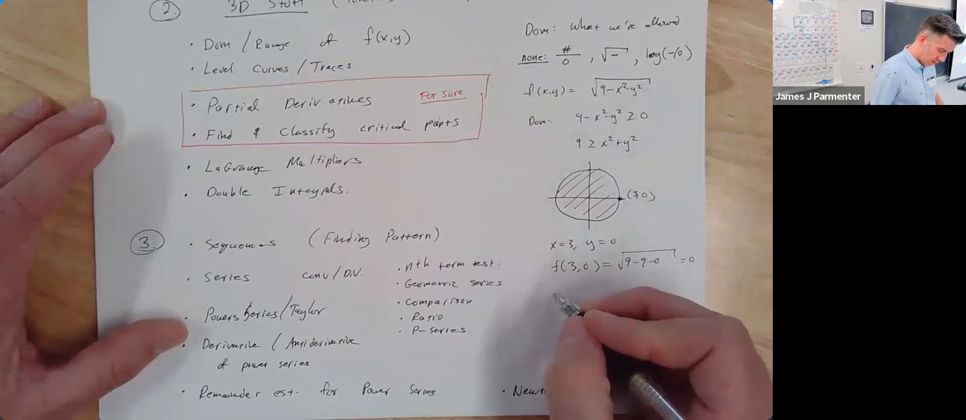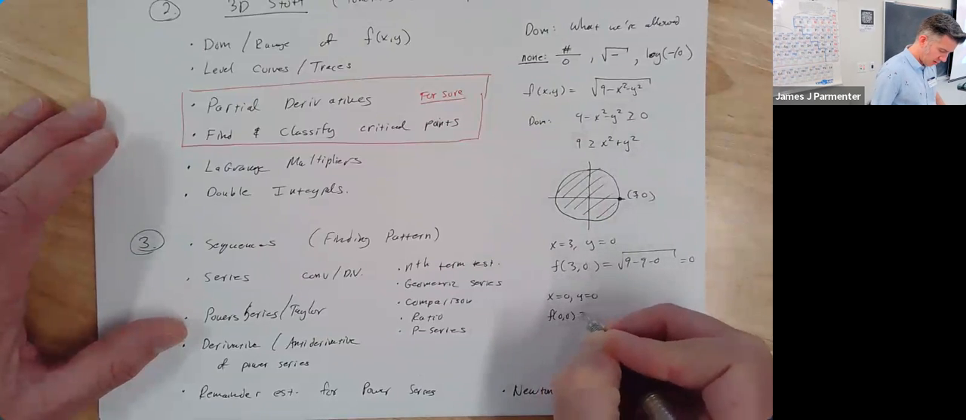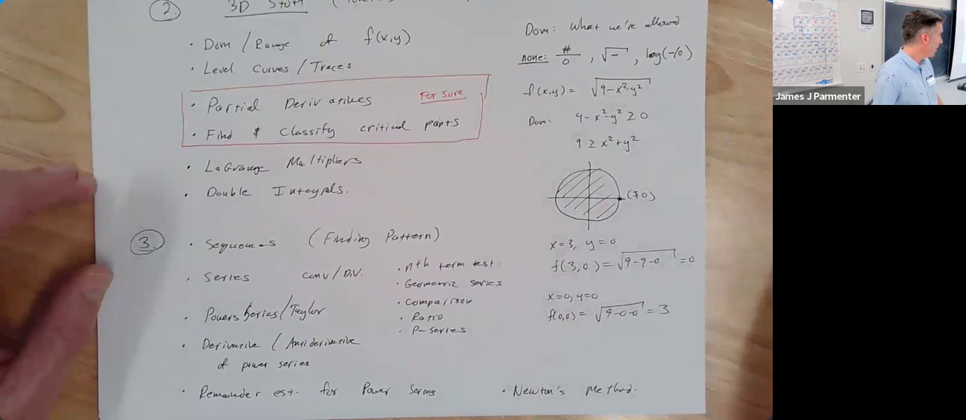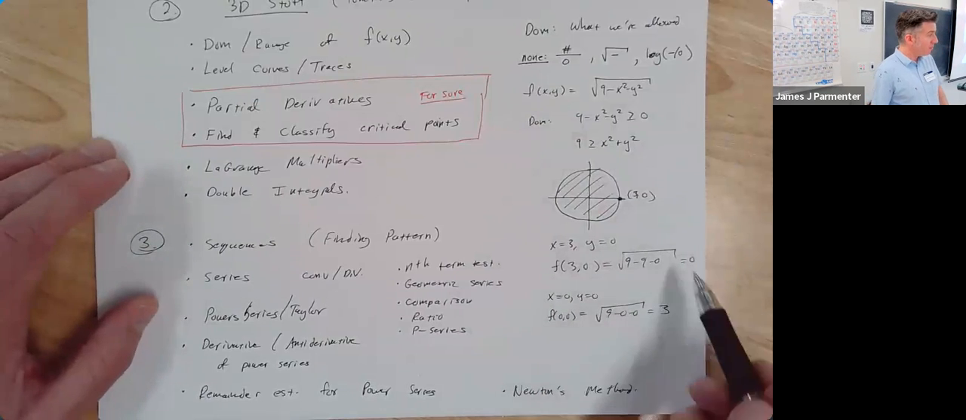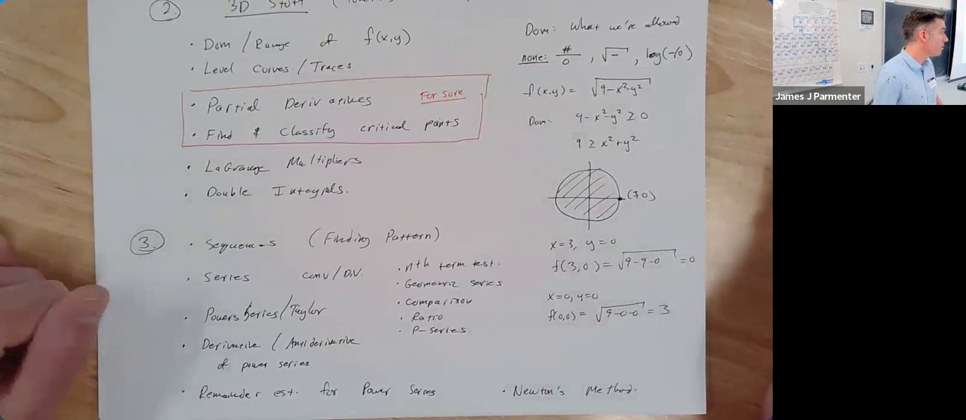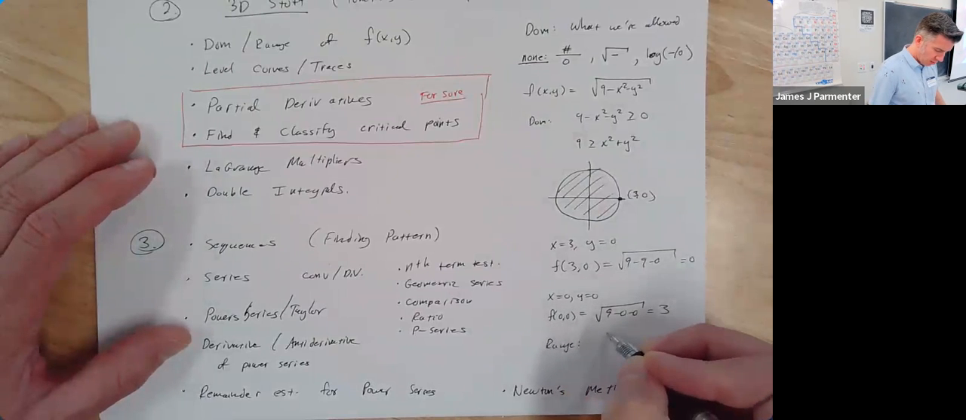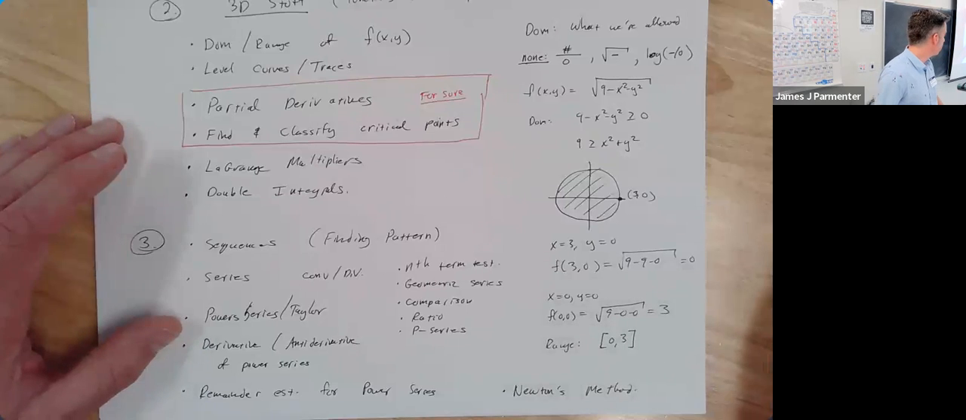So the smallest is going to be when x is 0, y is 0, and f of 0 comma 0 is the square root of 9 minus 0, which is 3. And there's no other pair or combination of x and y that would give me a bigger value than 3. So here the range for this not too terrible example would be everything as low as 0 to as high as 3, inclusive.